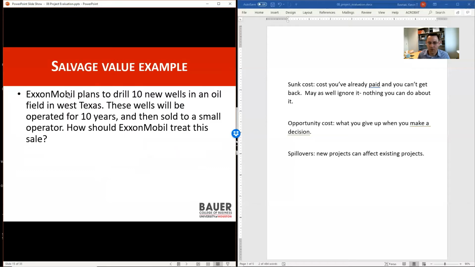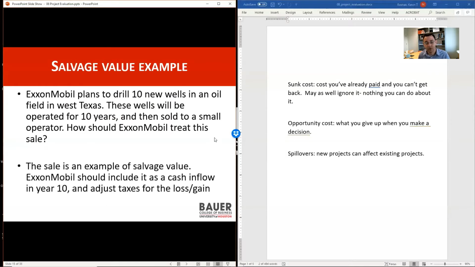So if ExxonMobil is planning on drilling 10 new wells in an oil field, you're going to operate them for 10 years and then sell them off to a small operator. This is something that could happen. How should Exxon treat this sale? Well, you forecast the cash flows for those 10 years, but then you also have to incorporate the salvage value. When you sell it in year 10, you're going to get cash flow back from that.